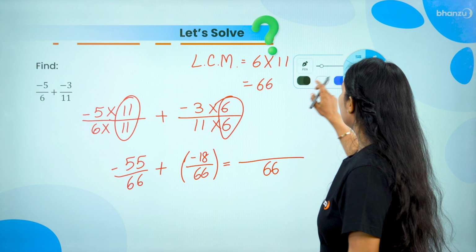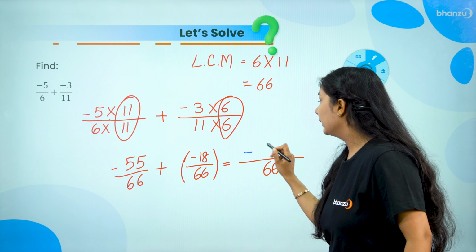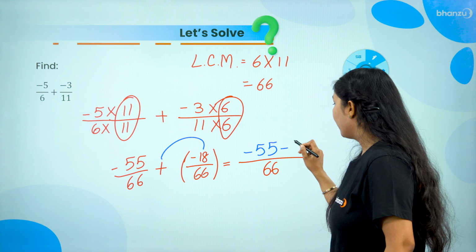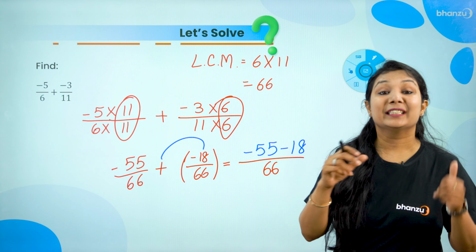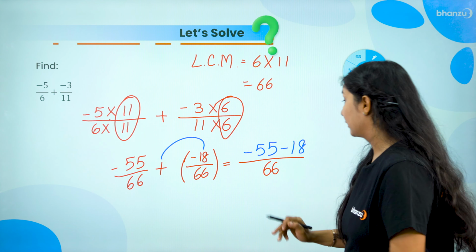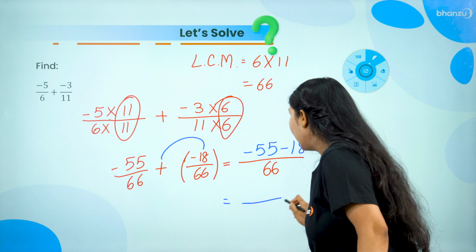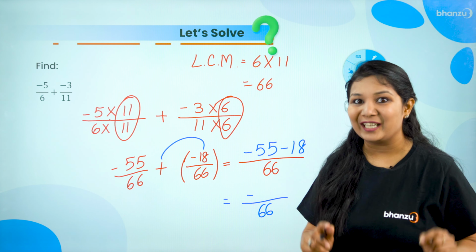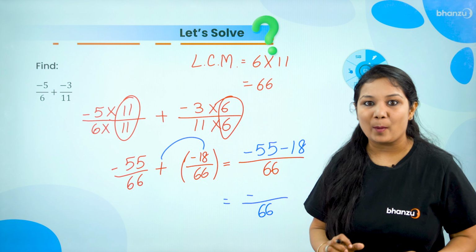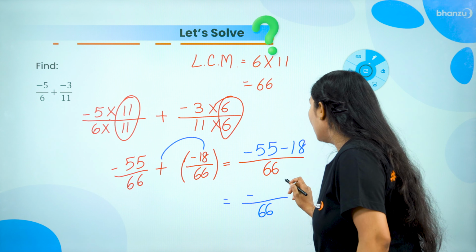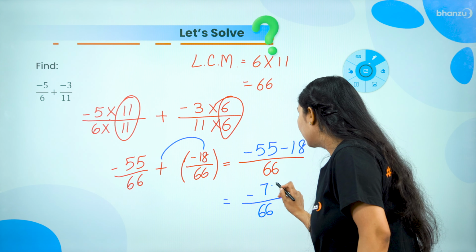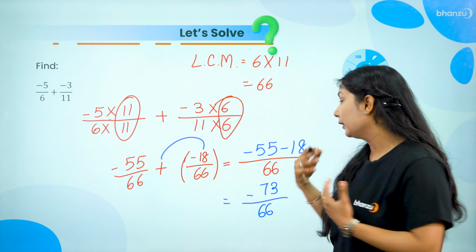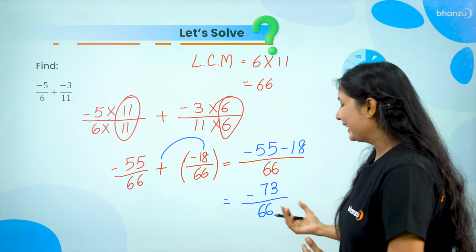So let's move ahead and solve the numerators. Minus 55, now plus of minus, what would it become? Minus 18. So this is how we solve the numerators. Now what to do? Now add the numerators. Both are negative signs, so applying the rules of integers, the sign would be copied as it is and we need to add them. So we get minus 73 upon 66. Got it, everybody? Yes?